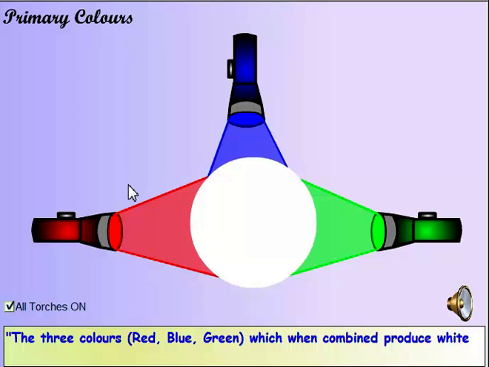The colors red, blue and green are known as primary colors. When these 3 colors are added, we get white light.